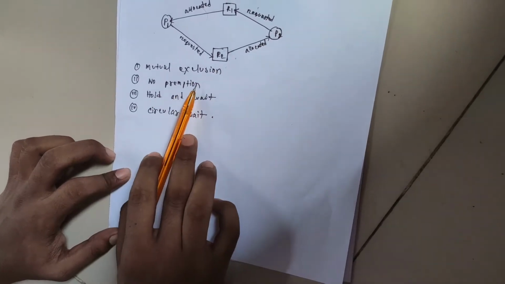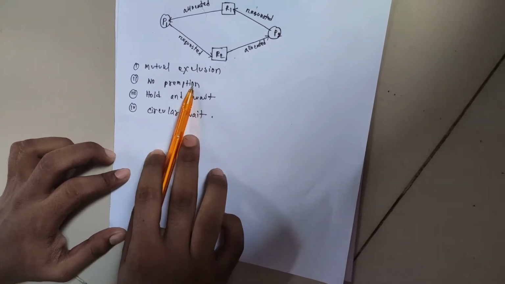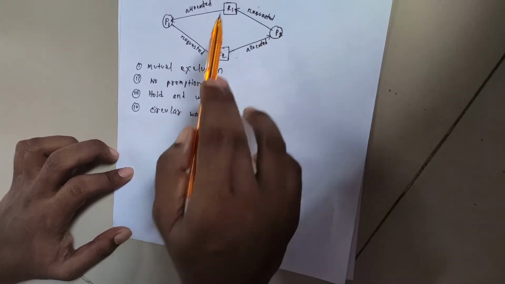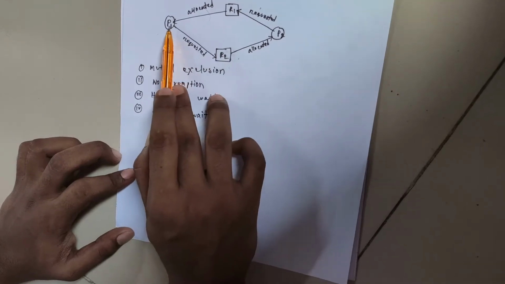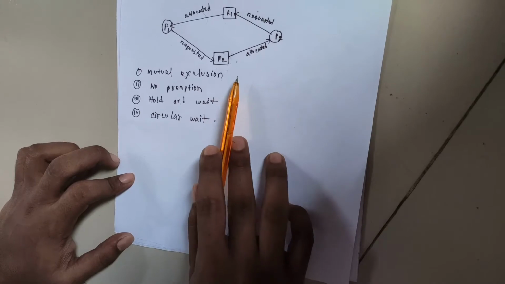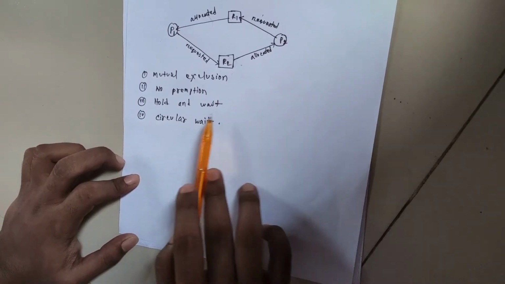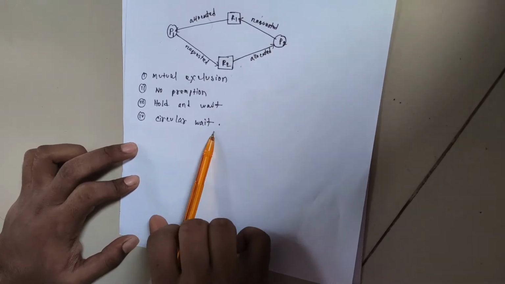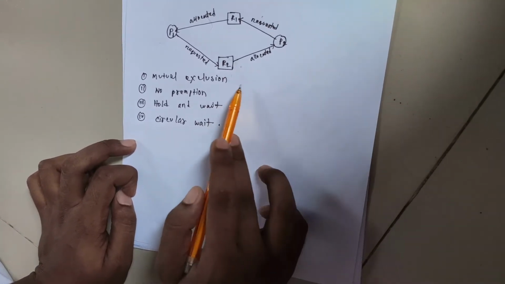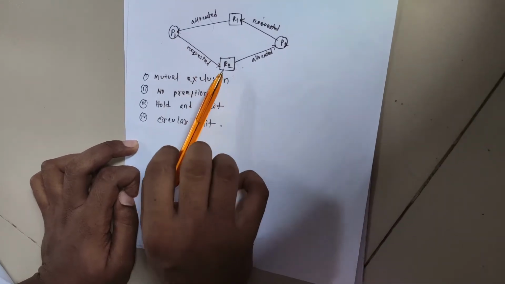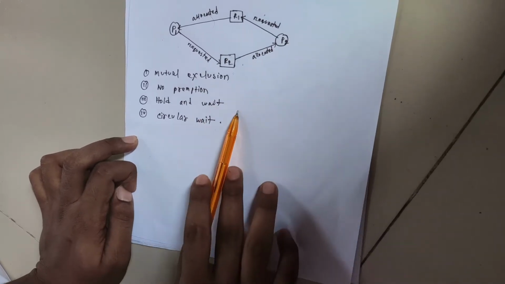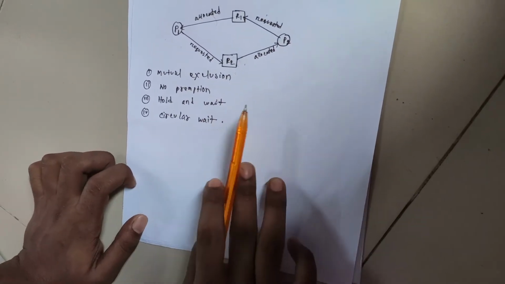Next, no preemption. No preemption means a resource can be released only voluntarily by the process itself. And hold and wait. It means holding one resource and waiting for another resource. And lastly, circular wait. It means everyone is waiting for another: P1 is waiting for R2 and P2 is waiting for R1. So these four conditions need to occur for a deadlock.